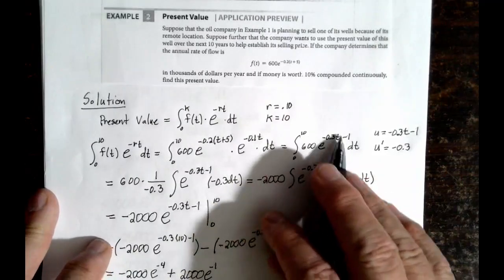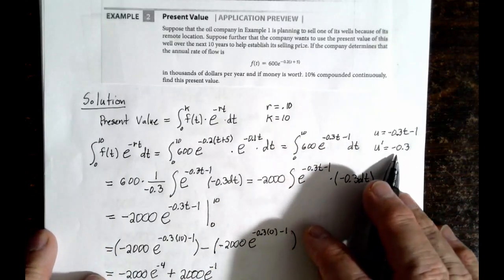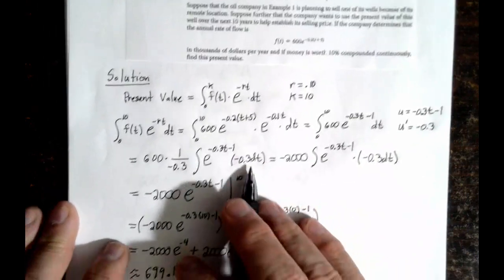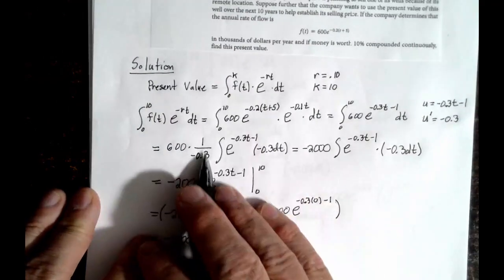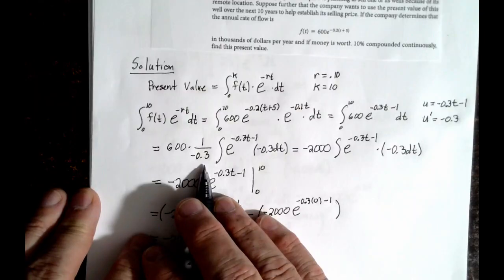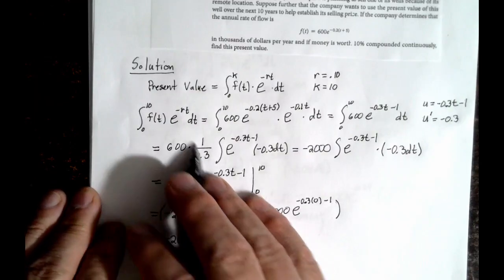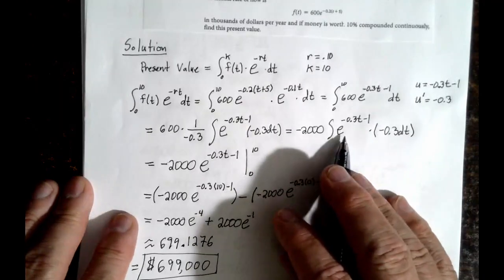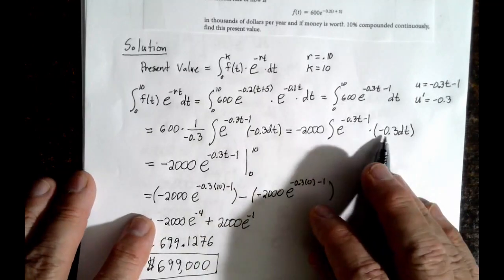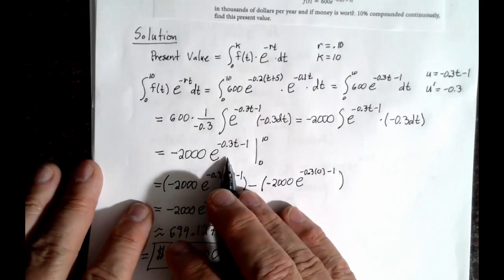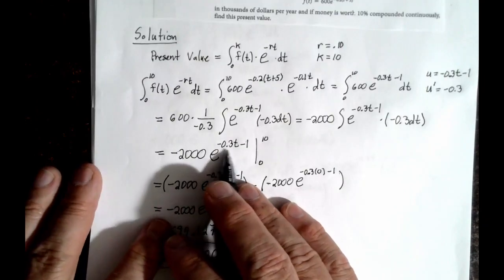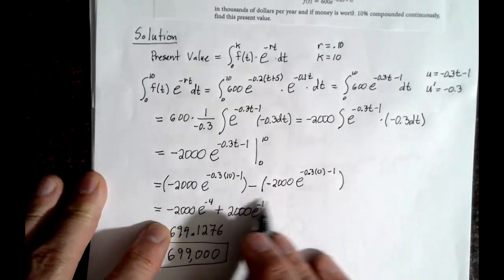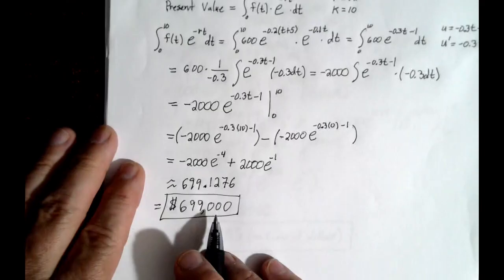Alright, so there's your exponent, and that's your u, and your u prime is negative 0.3, so you've got to introduce a negative 0.3 and divide out a negative 0.3. So then when you multiply those out, you get negative 2,000 out front, and this guy is already of the form e to the u prime dt, so when you integrate, you just get e to the u. And now you just plug in 10 and 0 and subtract, and you get your answer.